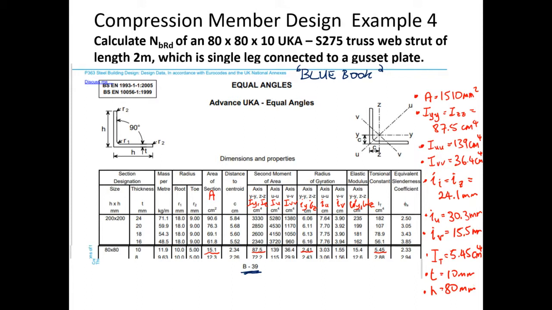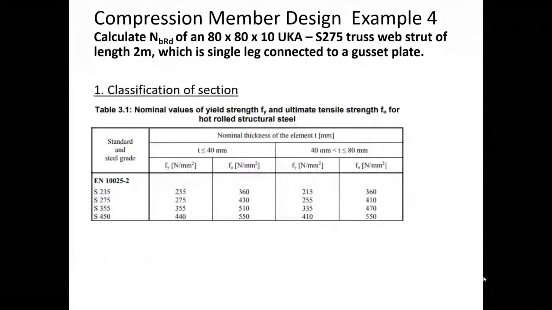Okay, so we've got all those in there, and the actual warping constant, if we ever needed it, just because you've come across it before, is actually 0. So the warping constant for these is 0. Okay, so that's the blue book. That's the sectional properties that we might need.